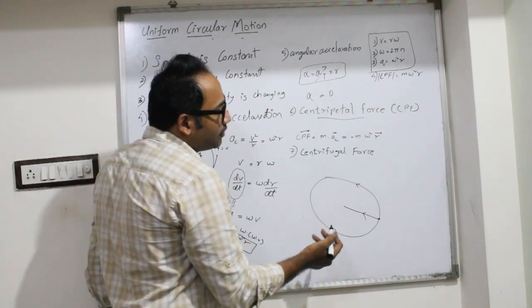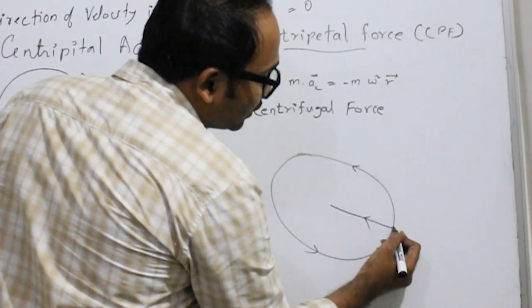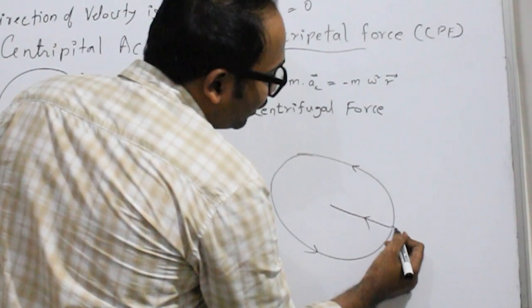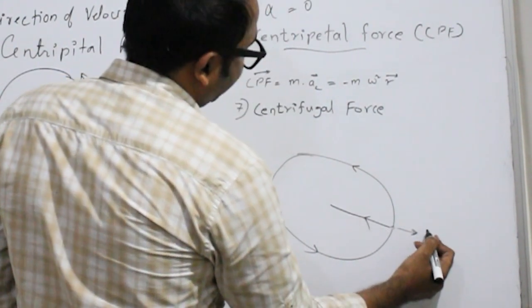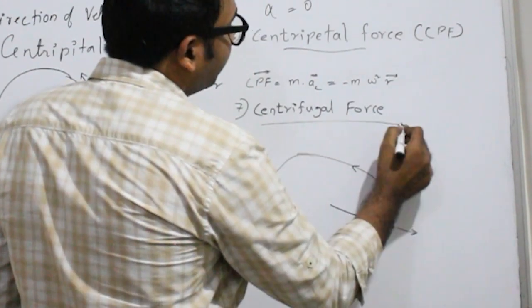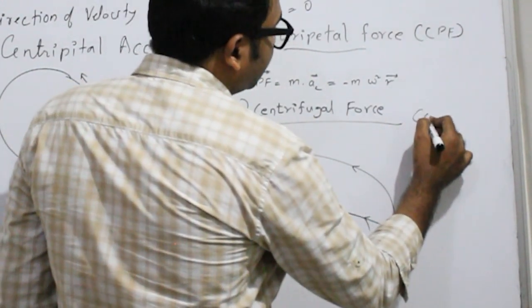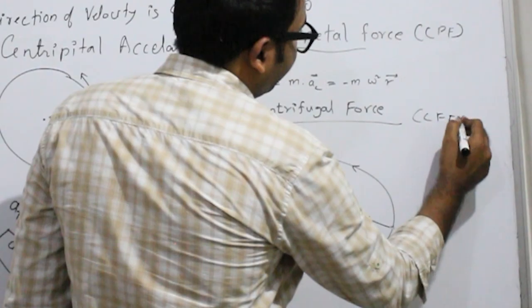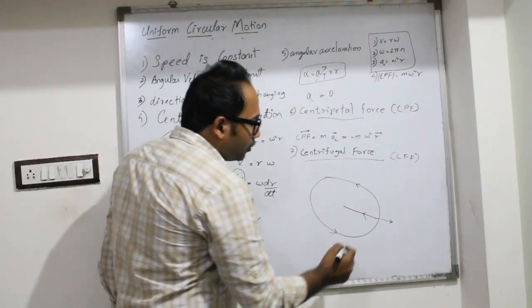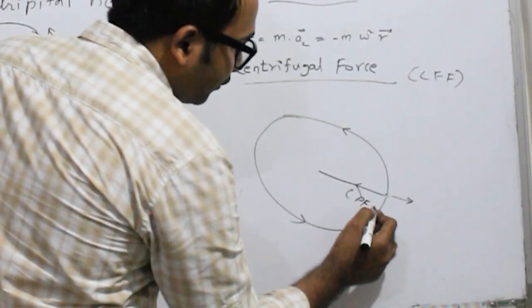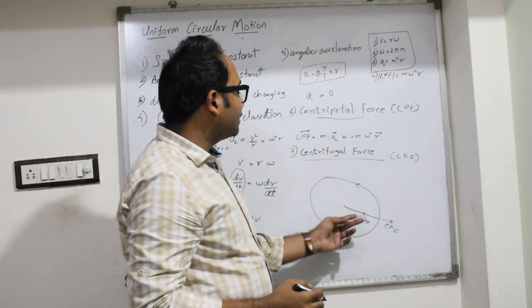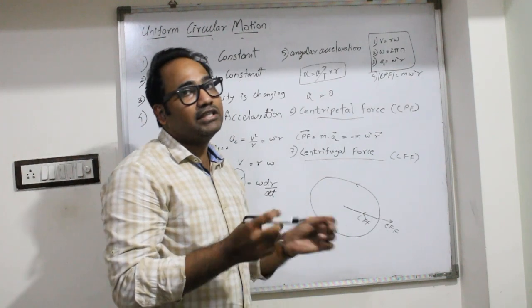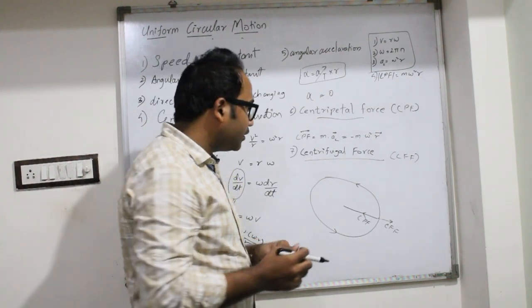ये अंदर इसलिए नहीं आ रहा है because this force has a non-real force in exactly opposite direction, which is nothing but your pseudo force. We call it a centrifugal force, CFF. ठीक है? तो ये मेरा CPF रहेगा, ये मेरा CFF रहेगा. So in uniform circular motion, the CPF and CFF balance out each other. Okay?